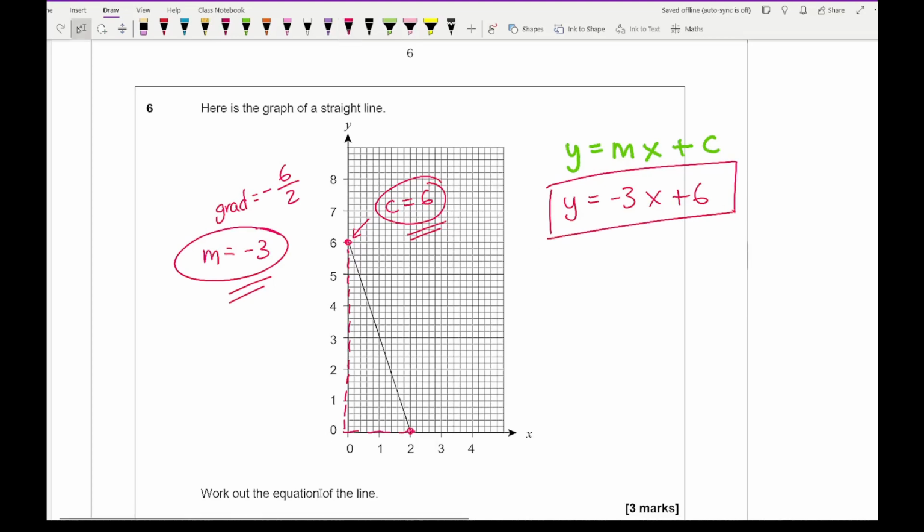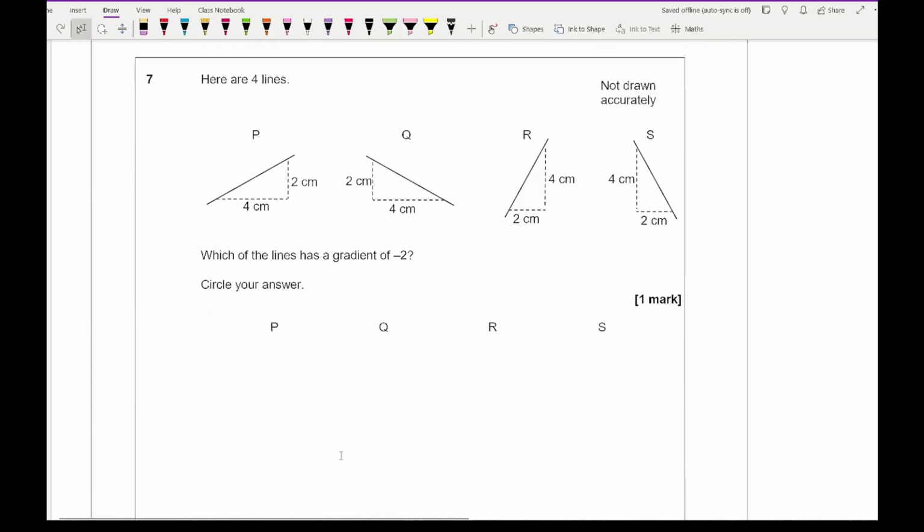And there we go. Moving on to question 7, it says here are 4 lines, and it says which of the lines has a gradient of minus 2. So again, remember that a negative gradient means the line is going down, so it's definitely not going to be P, and it's definitely not going to be R. So then the gradient is basically the distance up divided by the distance across. So this line here has got a gradient of minus a half, and this line has got a gradient of minus 2, so we need to circle S.